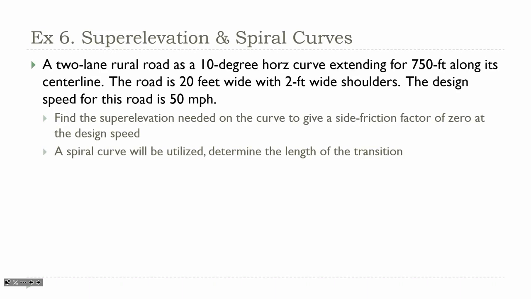So a two-lane railroad has a 10-degree horizontal curve, same one we saw in the problem earlier. What is the super elevation needed to give a side friction factor of 0 at the design speed? So we're basically looking at the right side. What was it, 2R? No, 30R. 30 divided by 2. That's what I meant.